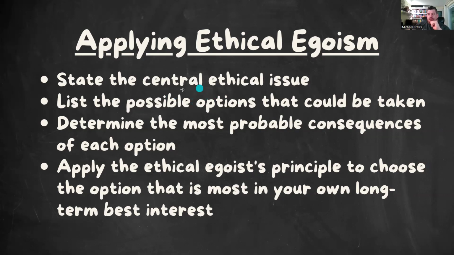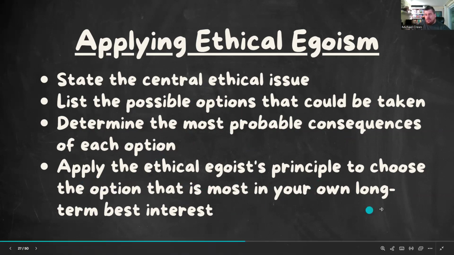So you would state your central ethical issue like we did, list all your possible options like we've done, determine the most probable consequence for each option as it would affect the decision maker, because we're only worried about the decision maker, and then apply the ethical egoist principles to choose the option that is most in your own long-term best self-interest.